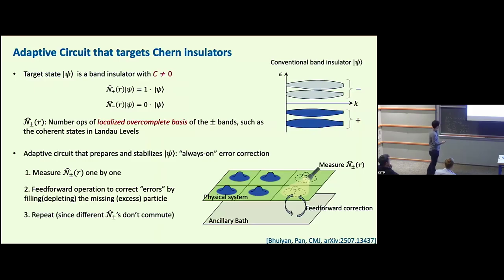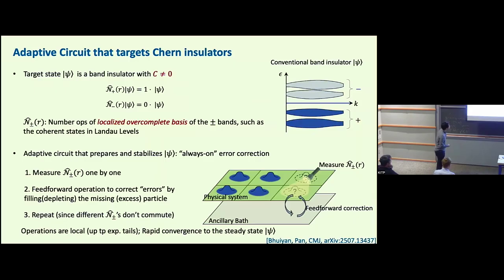Since these n operators do not necessarily commute with each other, you don't want to stop after one round, you just have to keep going, and these will converge very quickly. And these are operations that are local up to exponential tails. I'm going to show you quick numerics that say it converges very quickly.